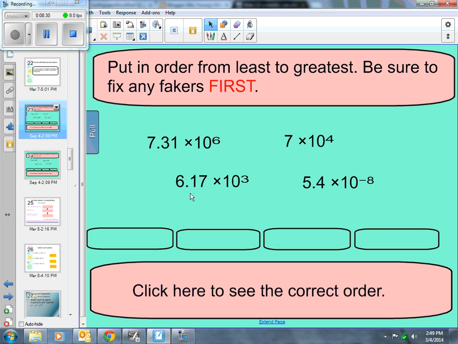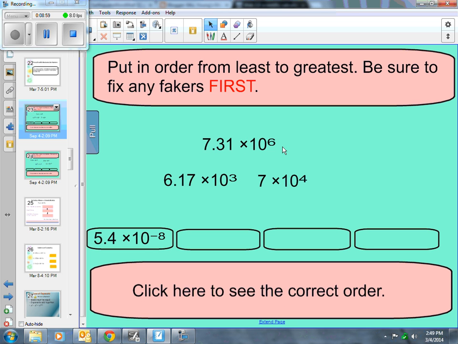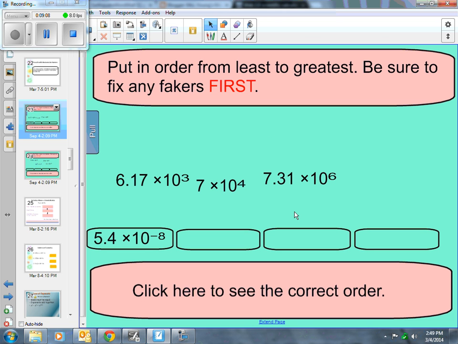All right, so in this case, we don't have any fakers, so we're pretty safe. The first thing you want to do is find out which are my really, really small numbers and which are my really, really big numbers. If you look in our group here, we have 4 numbers in scientific notation. We only have 1 that's negative, which means that it's going to be the really tiny number, because the negative exponent gives it away. Now I have these 3 numbers, and we can look at the exponent first and think, okay, well, we have 3, 4, and 6. But before we think we're done, we need to look at the beginning.